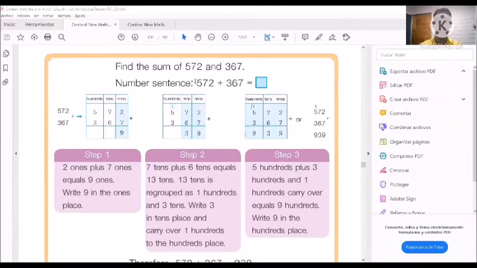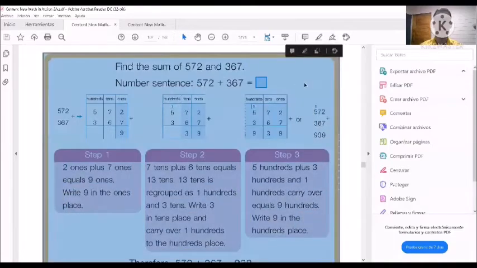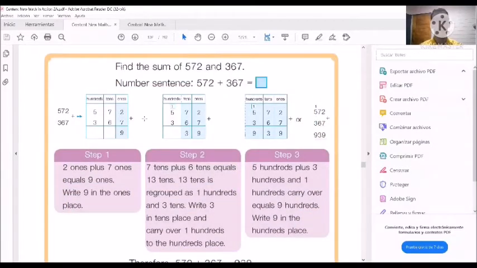And here we have an addition that is 572 plus 367, which equals, okay, we still don't know. So we do the same. We split the numbers in 3 groups. Ones place, so we got 2 and 7. Tens place, that we got 7 and 6. And hundreds, that we got 5 and 3. And we do the same as before, but there is a difference.